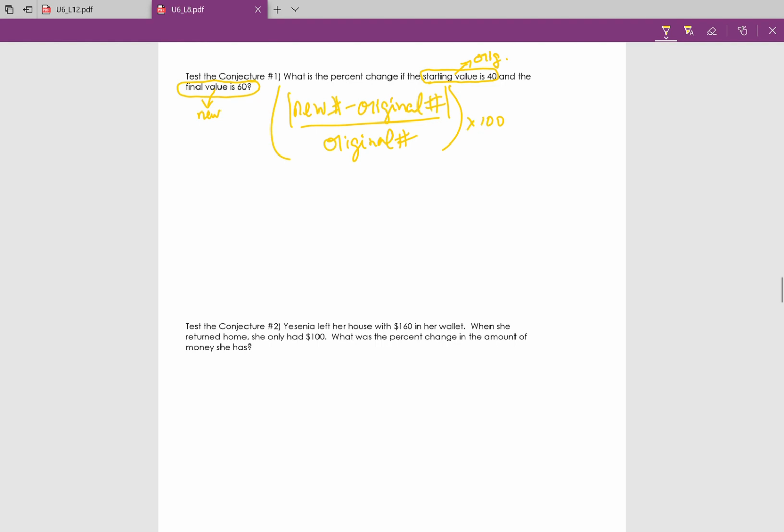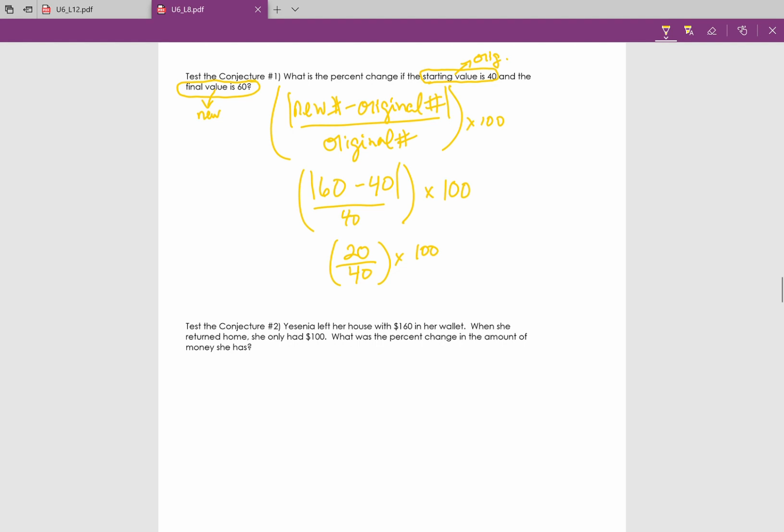So now we can go ahead and start plugging in. We have our new that's annotated. It's 60 minus 40. Take the absolute value of that. All over our original, which is 40. And see, even though this is an increase, the absolute value is technically irrelevant, but as long as you put that every single time, you'll always get the right answer. So then we have 60 minus 40, which is 20, over 40 times 100.